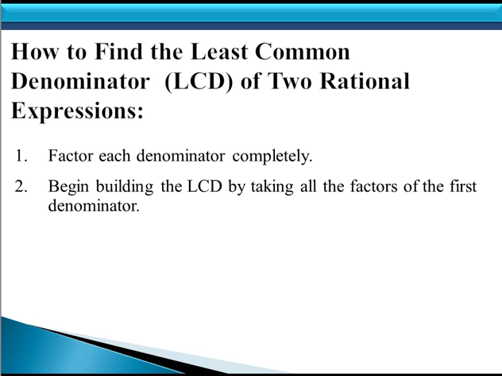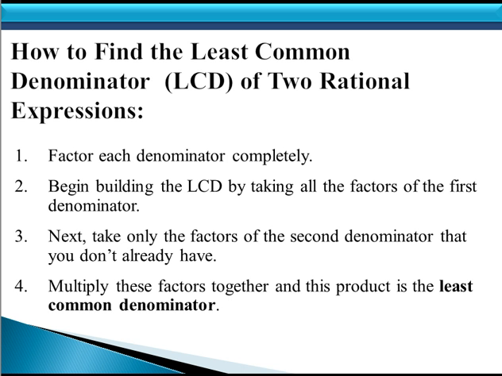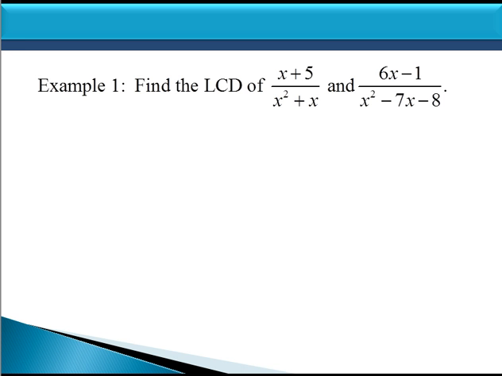The second step is to begin building the least common denominator by taking all the factors of the first denominator, and next we'll take all the factors of the second denominator that we don't already have from the factors of the first denominator. Then we multiply all of these factors together, and this product will be the least common denominator. So let's look at an example.